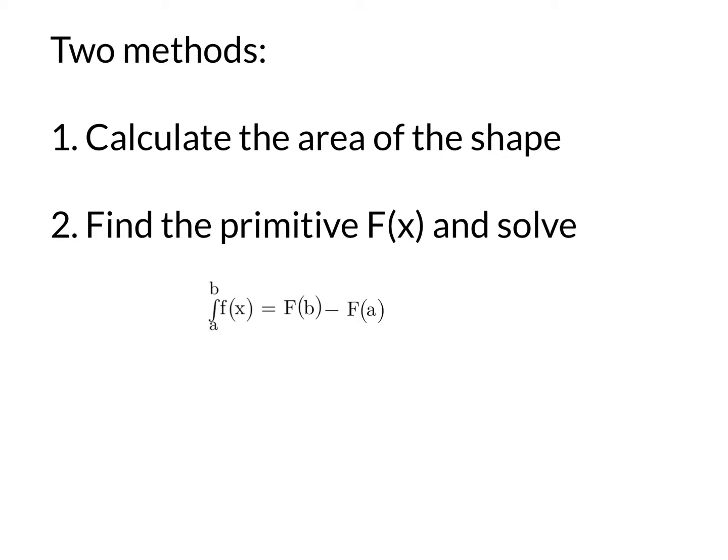So we're going to look at two methods. We're going to calculate the area of the shape that's formed between the curve and the x-axis, and then we're going to find the primitive, which is what we've done in our last lesson, so anti-differentiation, and we're going to solve. So once we've found the primitive, we'll sub in the b value minus substituting in the a value.